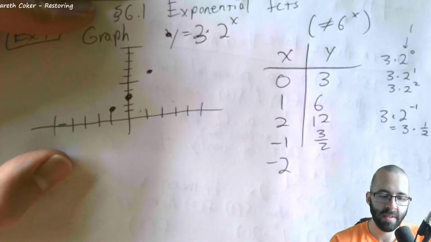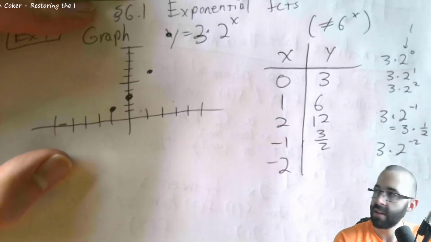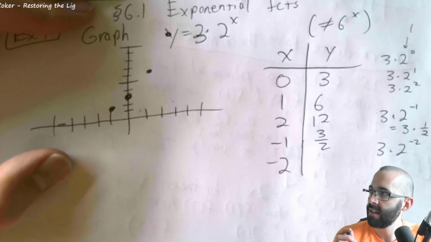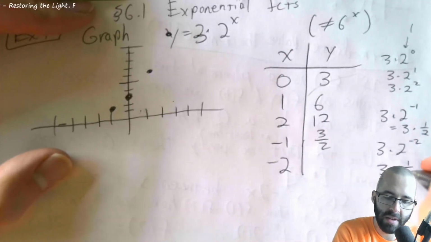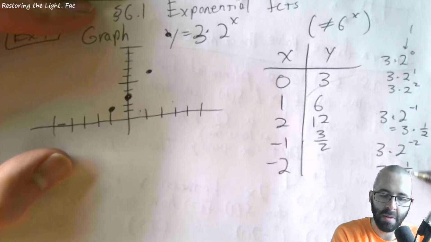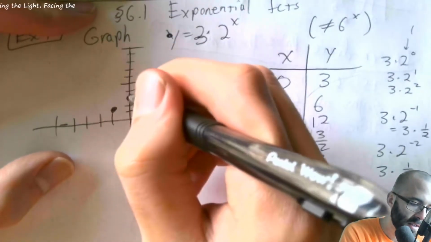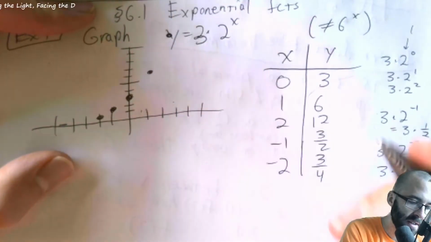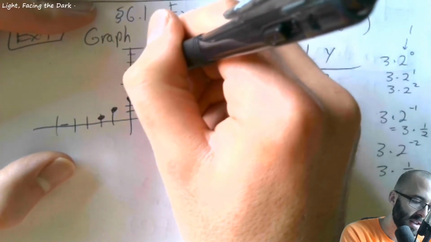We could do another one. When x is -2, we're going to have 3 times 2 to the negative second. And again, that negative exponent is going to mean the reciprocal of the square, so 1/4. We're going to get 3/4 right here. All right, we can do this all day. 3/4 is about right here. And the more and more points we plug in, the more we're going to have an idea of what this looks like.